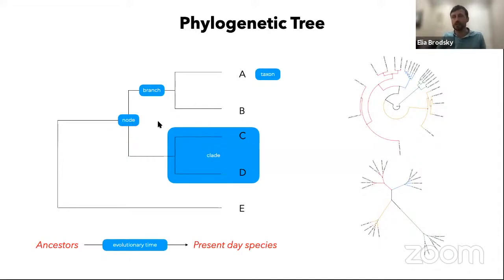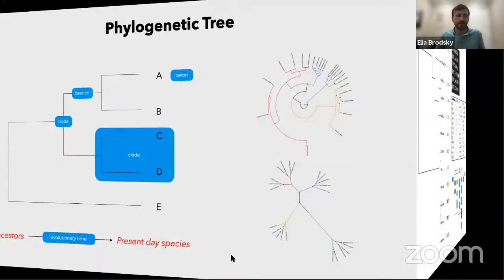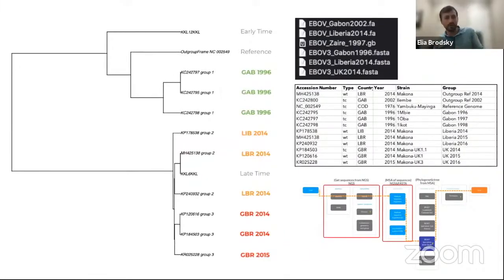And so we can use this analysis to understand how evolutionary time or adaptation, the process of evolution that we observe at the genomic level, has gotten us the present day species that we have collected, the samples that we have collected. So if we apply this technique to Ebola virus, we can ask the question about how do different regions like Gabon, Liberia, and Great Britain relate to each other based on genomic sequences.